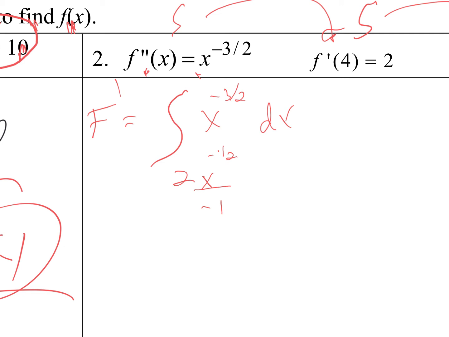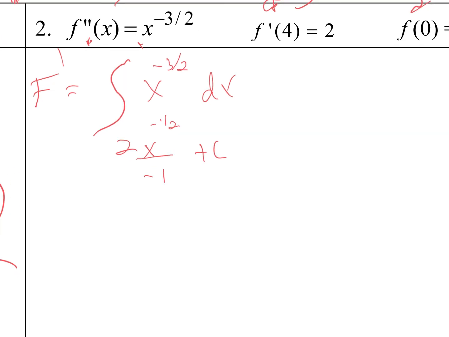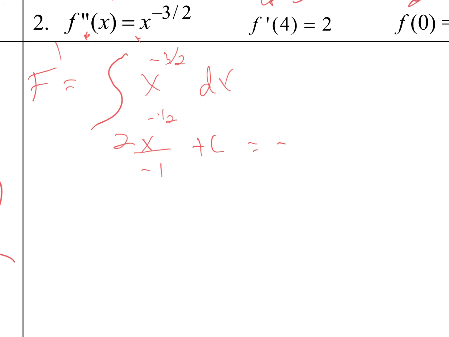I might rewrite it plus my constant. You want to change it? I'll change it to this. Negative 2x to the negative 1/2 plus my constant. You wanted to change that to 1 over the square root? Is that what you wanted? That's what she wanted. Okay, negative 2 over the square root of x plus my constant. All right, so that's my f prime.